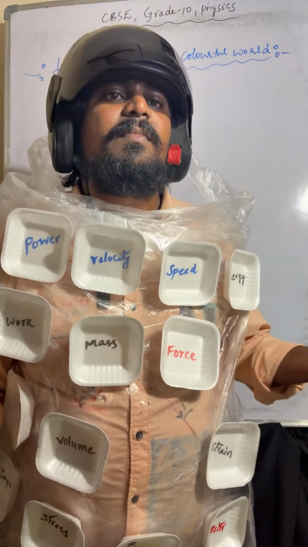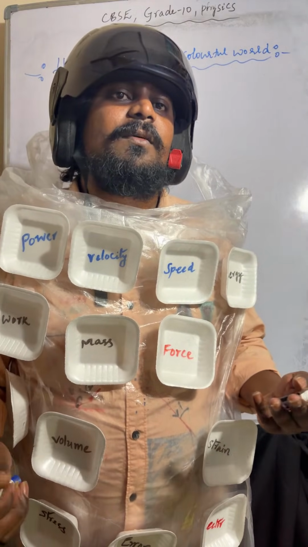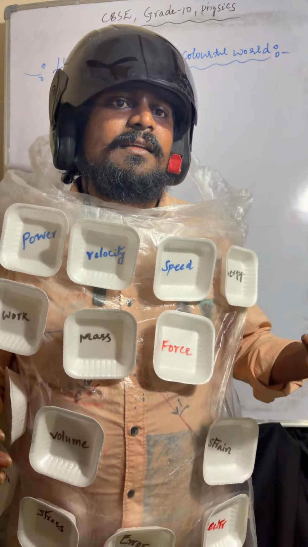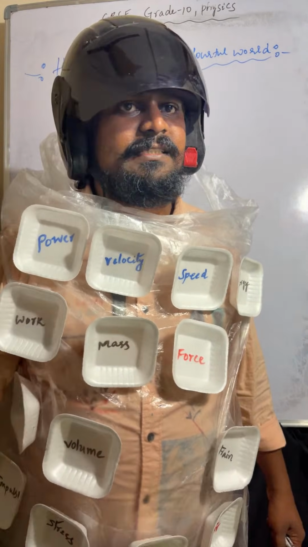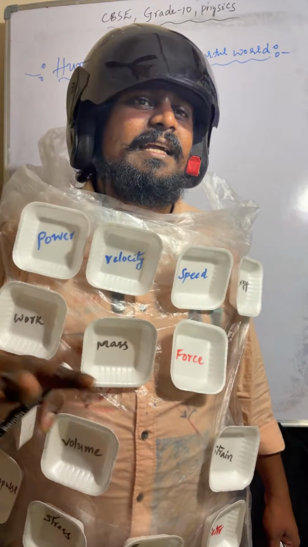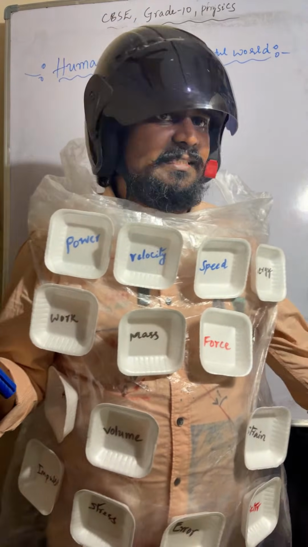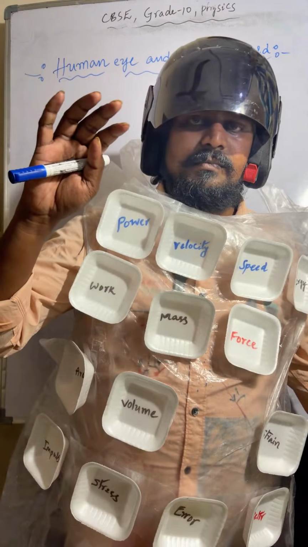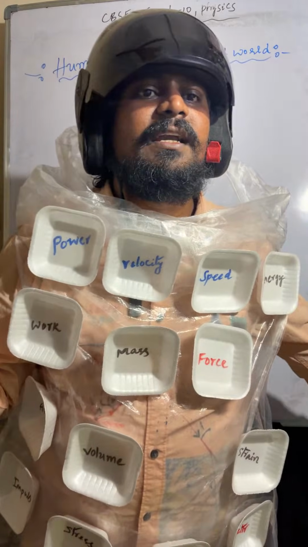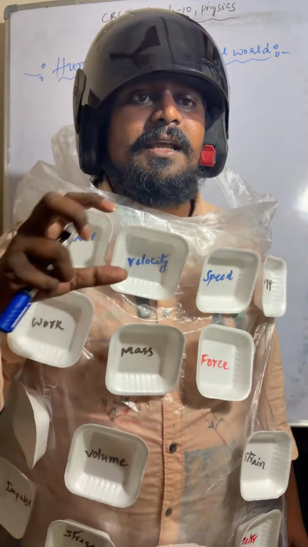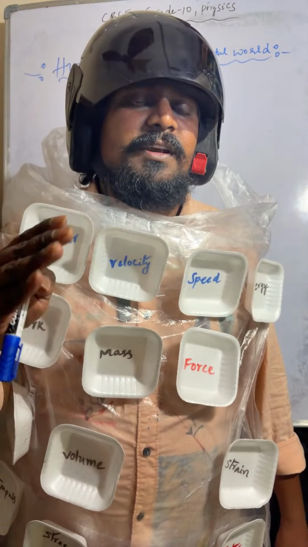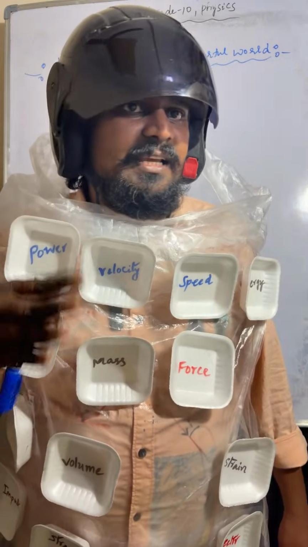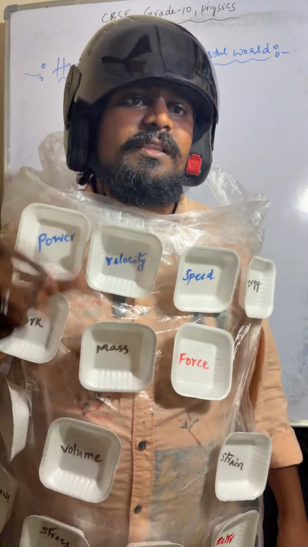Next one, hypermetropia. The person who has hypermetropia can see far distance objects but can't see near distance objects. Between 25 to infinity, he can see in the middle point. So that we will see.